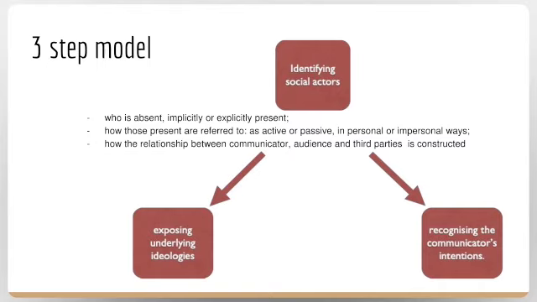Now, identifying social actors, we can look at 3 things: who is absent or who is present, implicitly or explicitly. And if people are present, if people are talked about, how are they talked about? Are they active? Are they passive? Are they made personal or impersonal? And then looking at what is the relationship between communicator and the audience and various third parties.